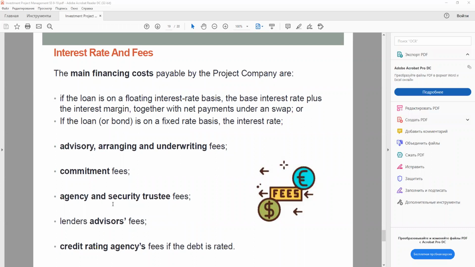Then comes arranging and underwriting fees. Arranging and underwriting fees charged by bank lead arrangers are derived from several factors: the size and complexity of the financing, the time and work involved in structuring the financing, and the risk that a success-based fee may not be earned because the project does not go ahead. So to some extent the successful deals subsidize the failed ones.